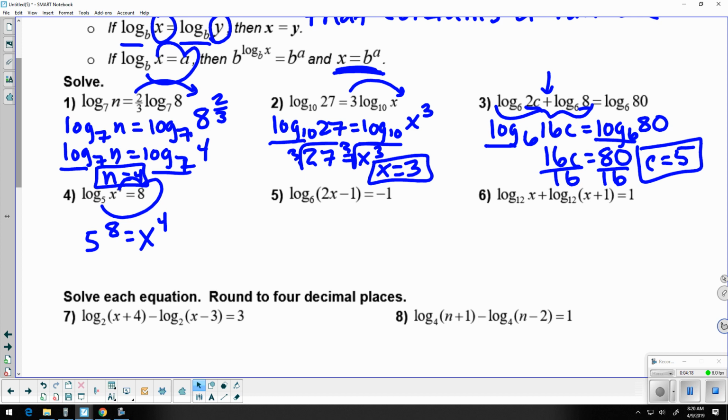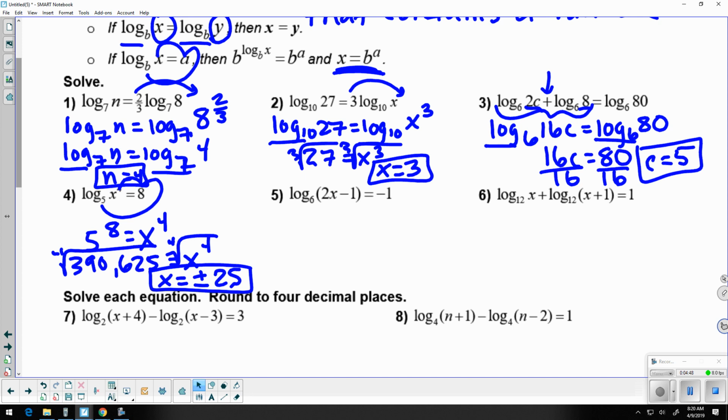So if you type in 5 to the 8th power, you should get 390,625 equals x to the 4th. And now to actually solve for the x, since it's to the 4th power, I'm just going to take the 4th root of both sides. But since it is an even root, you also have to remember this comes out to be plus and minus. And when you type in the 4th root of 390,625, you should get 25 as your solution.